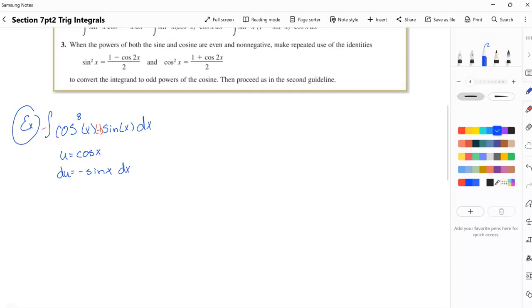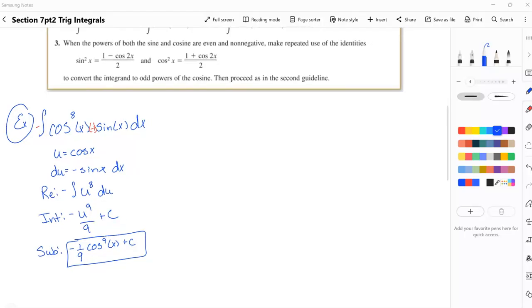And we took that derivative with respect to x. So if we did our rewrite step, it would be negative integral of u to the 8th times du. And then when we integrate that, we're going to get negative u to the 9 over 9 plus c. And when we substitute back in, it's going to be negative 1/9 cosine to the 9th of x plus c. So there's our final answer.